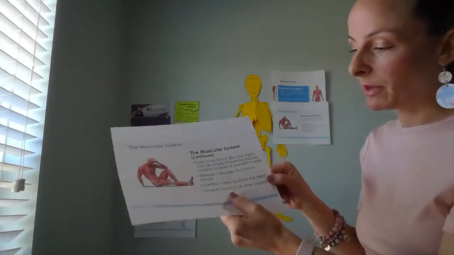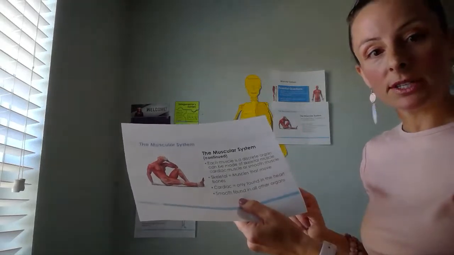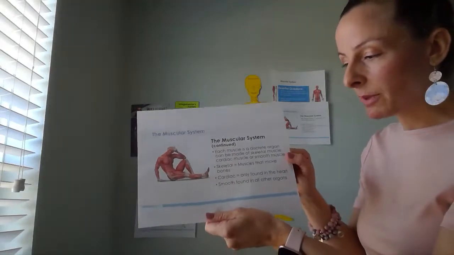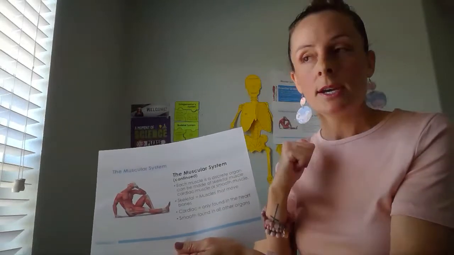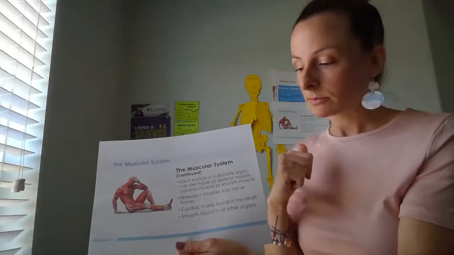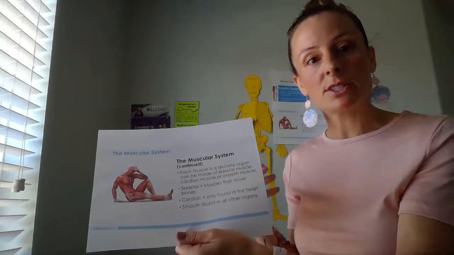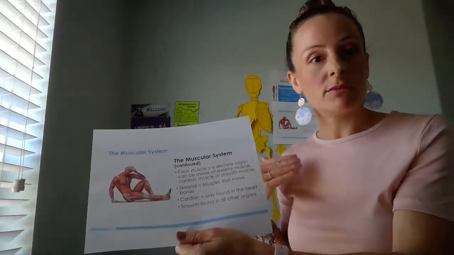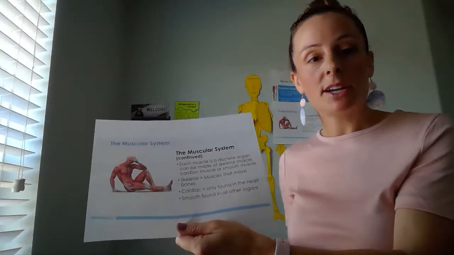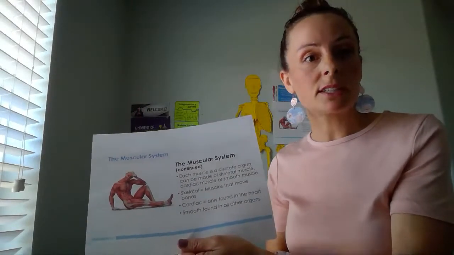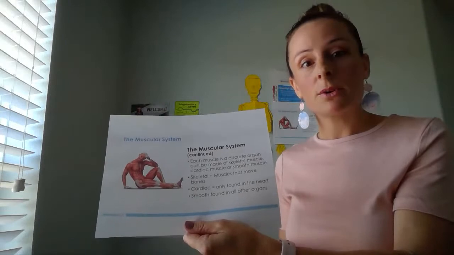The next group of muscles is also involuntary, and that is smooth muscle. And this is found in all other organs. So your liver, your kidneys, your small intestines, your large intestines, your colon, your lungs, those are all considered smooth muscles, and they are also involuntary, which means that you don't have control over them. I do not have control over my stomach. That's another smooth muscle. And so it's involuntary.